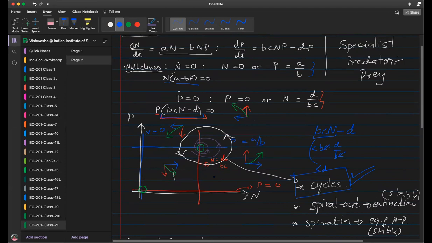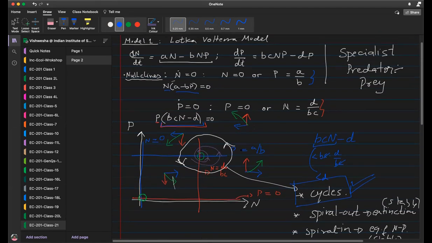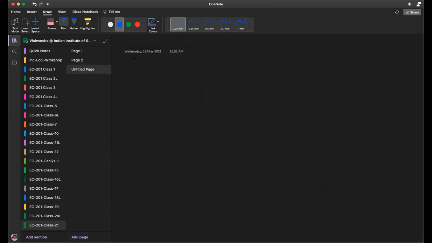Now, any questions? How can you tell when it's going to cycle and when it's going to spiral out or spiral in? So okay, now how do we tell? So let's just do that. How do we tell? So how do we know?